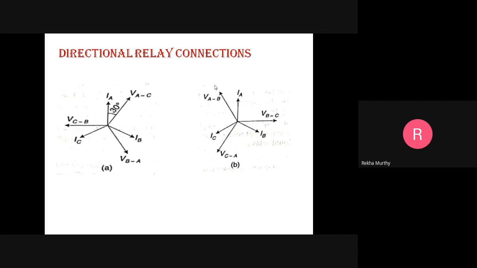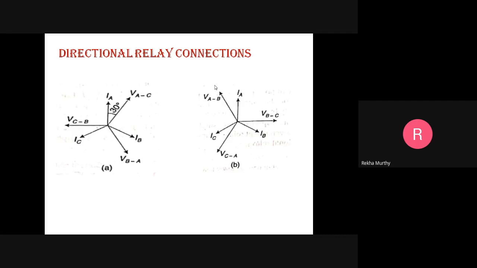In this connection, the relay in phase A is energized by IA and the voltage is from B to C. Earlier it was A to C, now it is B to C. Similarly, the B phase relay is energized by the current IB and the voltage is from C to A. Similarly, the C relay is energized by IC and the voltage is from A to B. Like this, the relays will be designed in order to develop maximum torque.